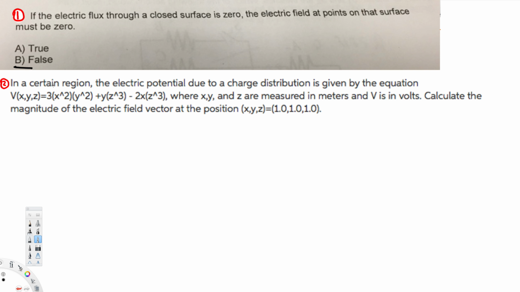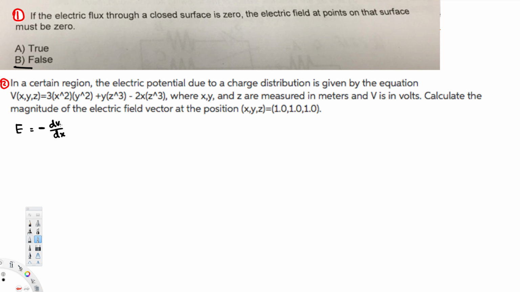Let's look at the second one right here. In a certain region, the electric potential due to a charge distribution is given by the equation V = 3x²y² + yz³ - 2xz³, where x, y, z are measured in meters and V is in volts. Calculate the magnitude of the electric field. And we know that the electric field is the derivative of the electric potential. It's going to be the negative derivative, negative dV by dx. If you calculate negative dV by dx, that's going to give you the electric field.